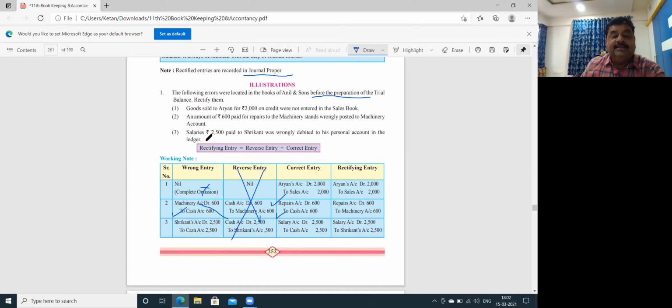Now next, salaries 2000 paid to Shrikant was wrongly debited to his personal account. 2500. Okay. Now what is the entry?